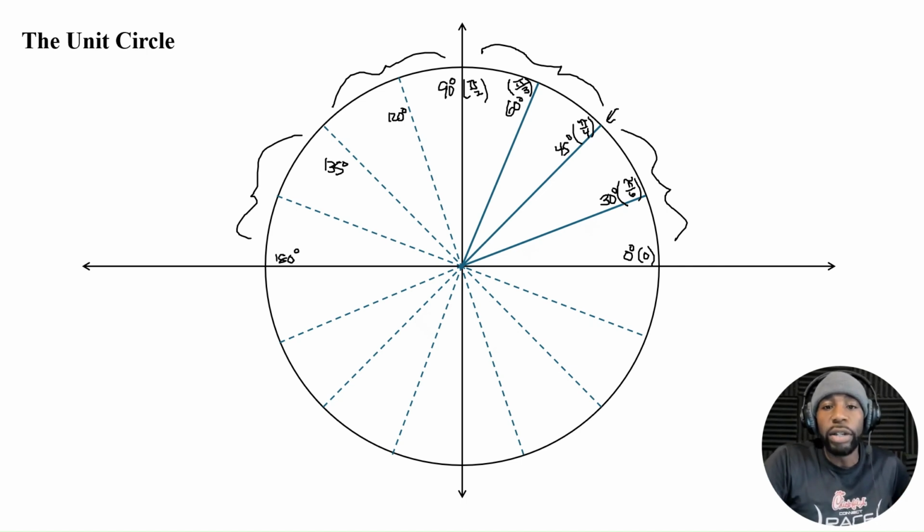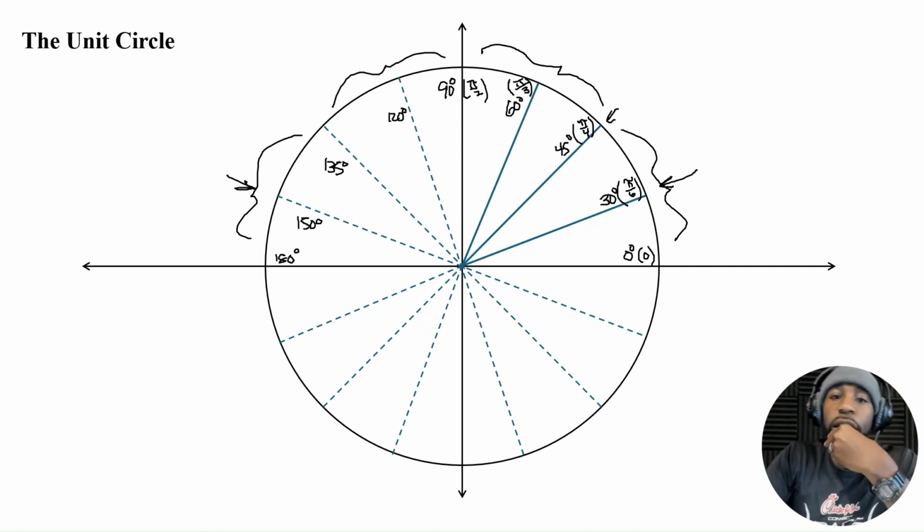Okay, so look here. If this is 30 degrees, this is also 30 degrees away from the x-axis. So this is actually going to be 150. Okay. Now let's put some radians on here.